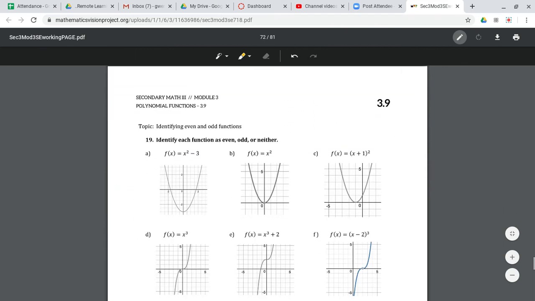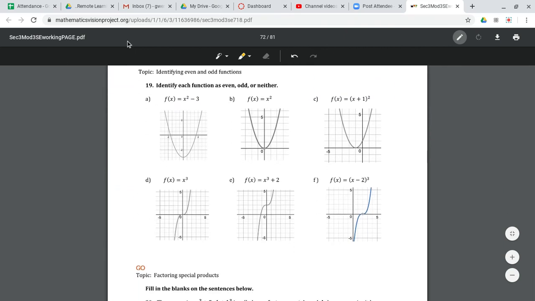All right, moving on. So identifying even and odd functions. Identify each function as even, odd, or neither. If we look, what kind of function is this? It's even. It's squared. And what kind of function is this? It's odd. It's cubed. So keep that in mind as you're doing these. Look at the exponents to help you.